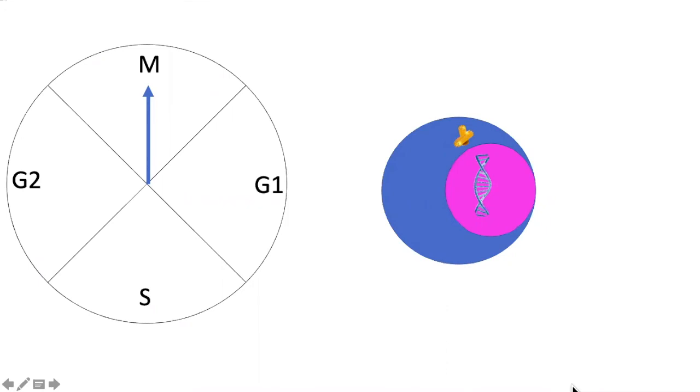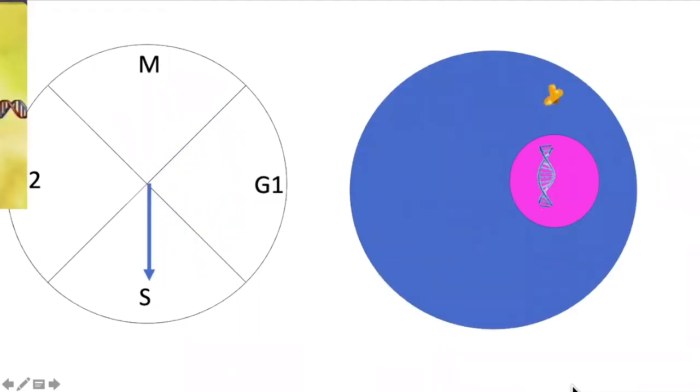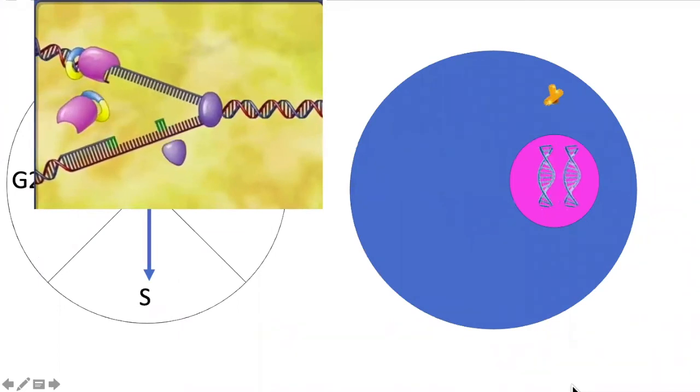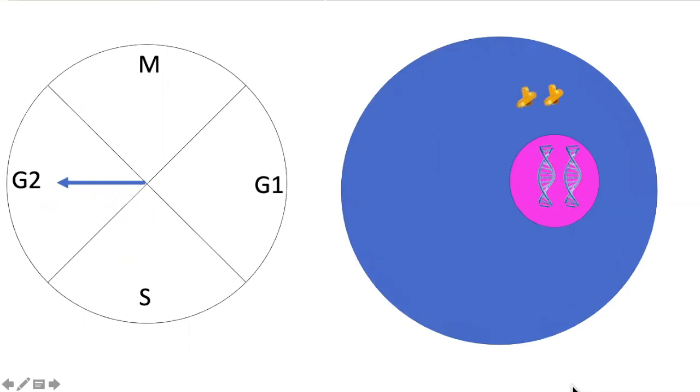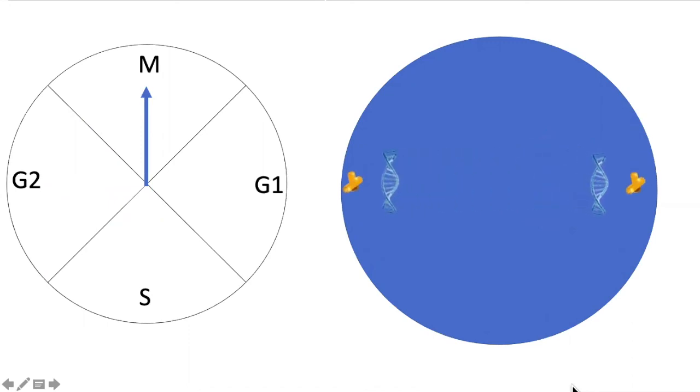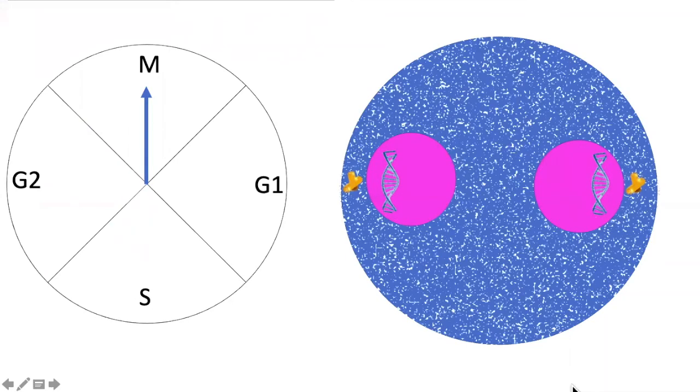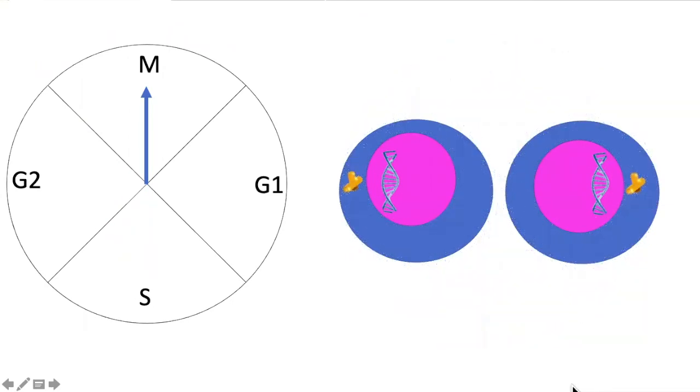So one last quick recap. G1, it grows. In S phase, we make more DNA. In G2 phase, a little bit more growth, and we make a new centriole. And then M phase is the complicated one. Centrioles move to opposite sides, the nucleus dissolves, the centrioles pull the copies apart, they each get their own nucleus, and then cytokinesis happens. That is the cell splitting into two smaller cells.